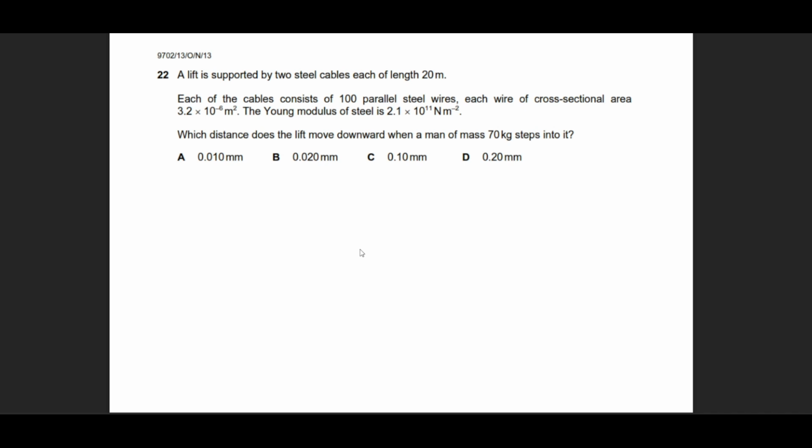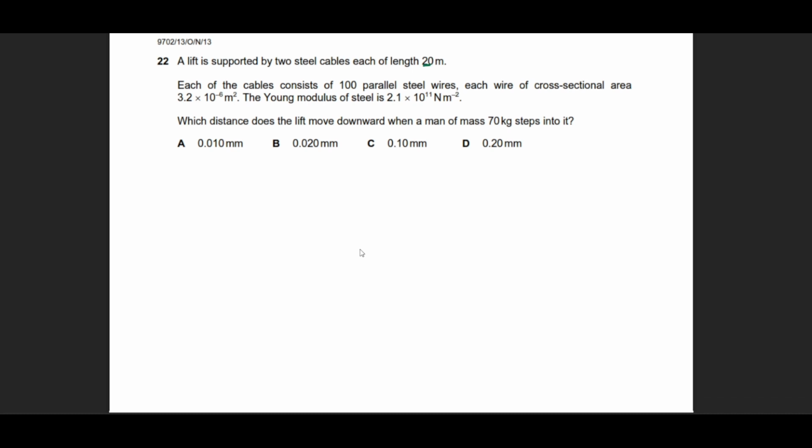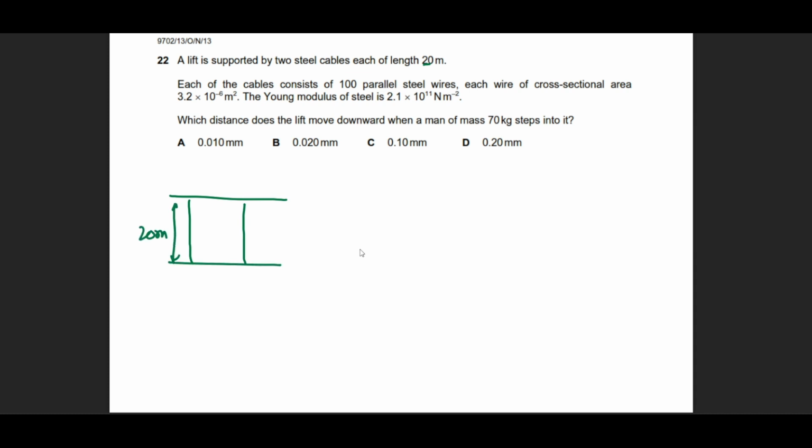So a lift is supported by 2 steel cables of length 20 meters. So we have steel cables of 20 meters length, and 2 steel cables are there. Each cable consists of 100 parallel steel wires. So each cable has 100 strands of wires. So I can say that the total strands will be 2 multiplied by 100. I have 200 strands available.